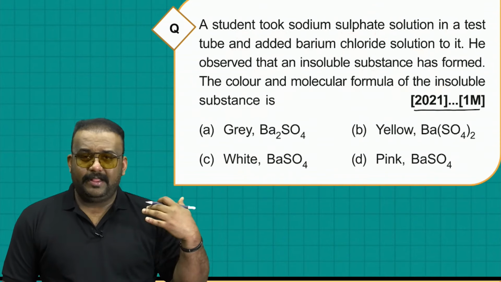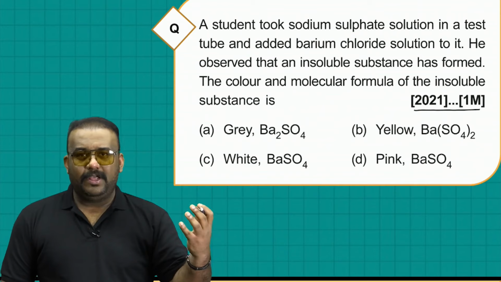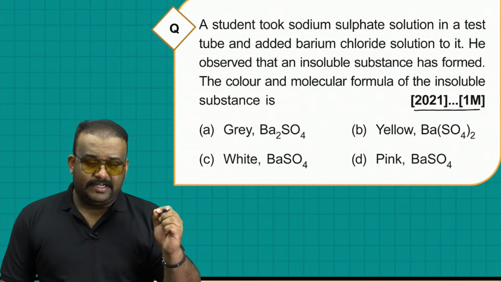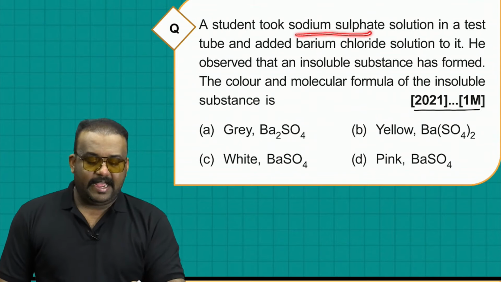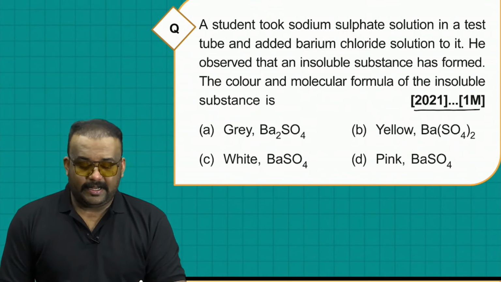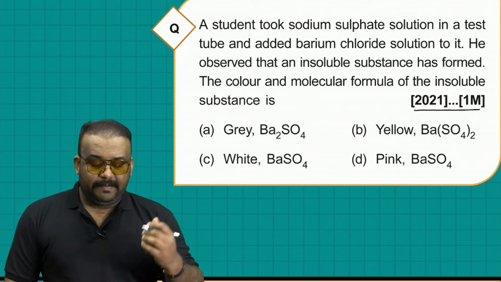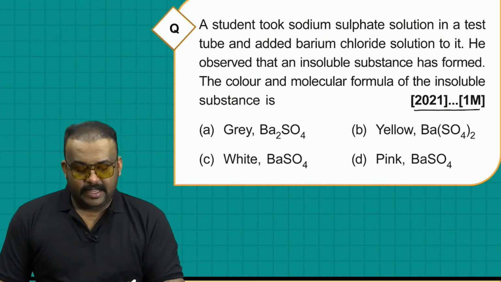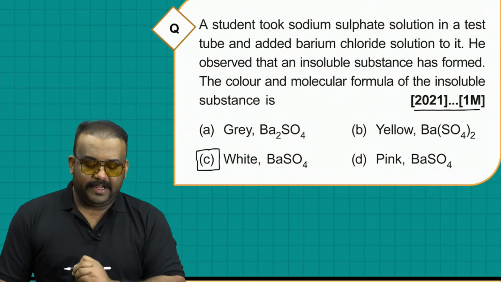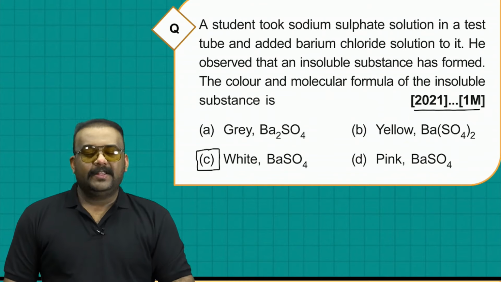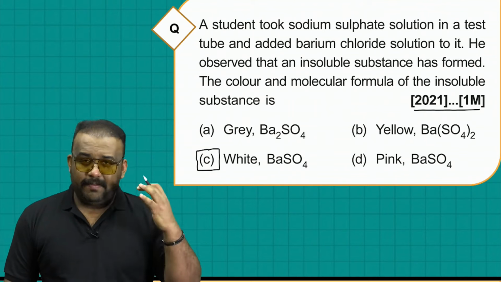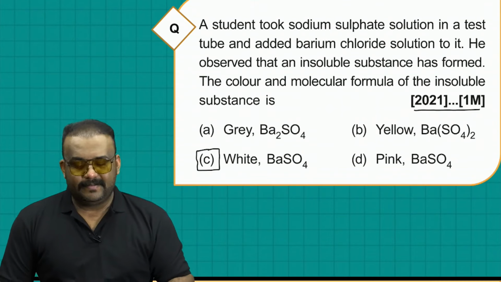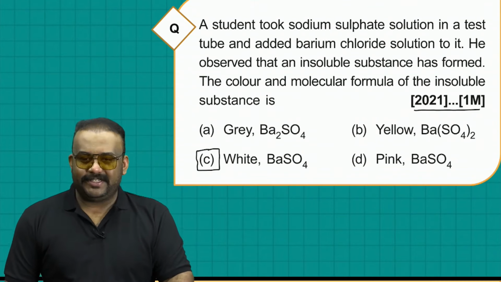See, in 2020, they asked the same reaction with a different mode, and now in 2021, they have asked the same question in a different pattern. So that reaction between sodium sulfate and barium chloride is very, very important. So here the precipitate formed is barium sulfate, and I already told you that it is colorless or white in appearance. So the correct option here will be option C. So I hope everyone understood this clearly. So please keep in mind the double displacement reaction and this specific example of barium sulfate formation. Right, guys? So let's move on to the next question.